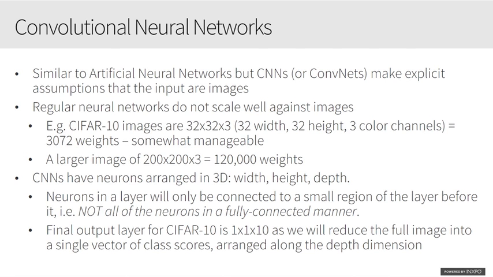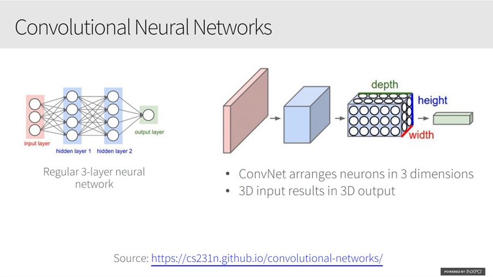And the final output of the layer for, for example, your CIFAR-10 is a 1 by 1 by 10 image, because it reduces that full image into a single vector of class scores along the depth dimension. And because you can do something like this, at that final layer output, that can be fully connected. But prior to that, we're actually only looking at a smaller subset of it, okay? And this allows CNNs to be much more efficient, okay?